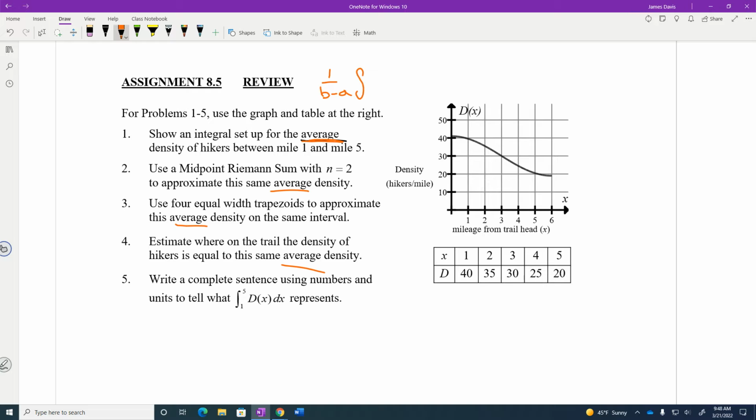So whenever you see that average, you've got to think the average value, this f average. And it's solved exactly the same as anything we've done before, it's just got to have 1 over b minus a in front of it. So let's set up an integral, average density of hikers. And if it was just the density of hikers, like total amount, then we would just do the integral. But since this is the average, we've got to do the 1 over b minus a.